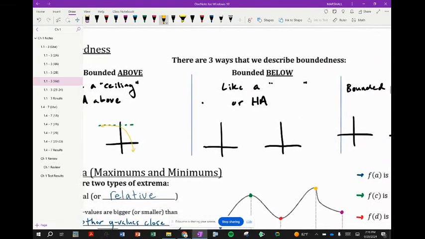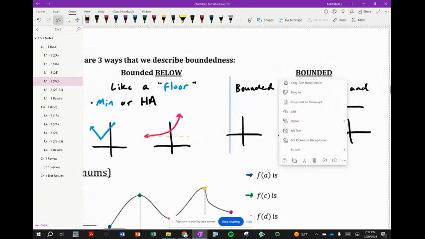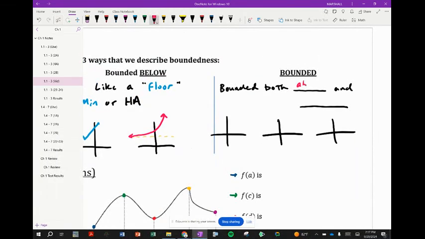Bounded below would mean that the function has kind of like a floor instead of a ceiling, and it would have a minimum or a horizontal asymptote. So maybe an absolute value function that's opening up because that would have a minimum point, or a function that has a horizontal asymptote where the function is above that horizontal asymptote. That would be bounded below. If a function is both bounded above and below, we say that it is bounded.